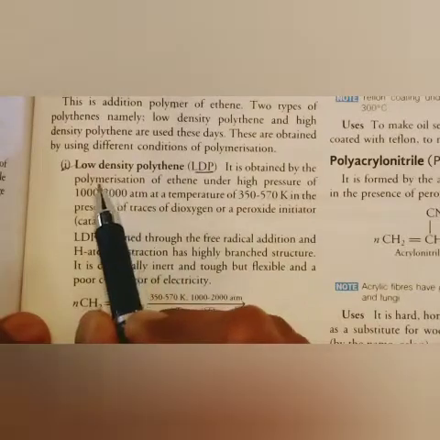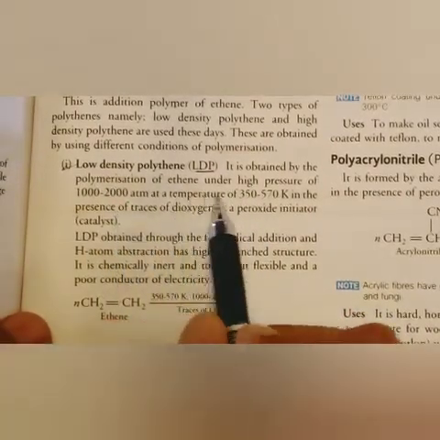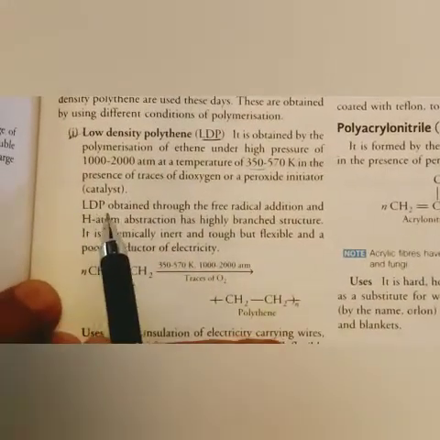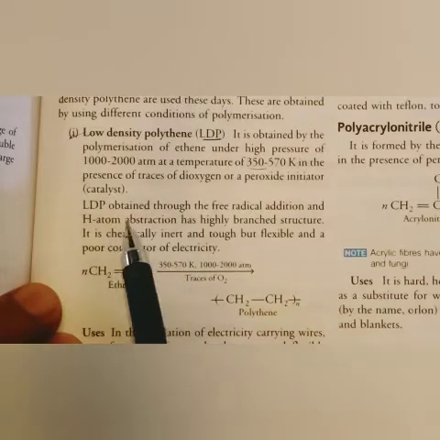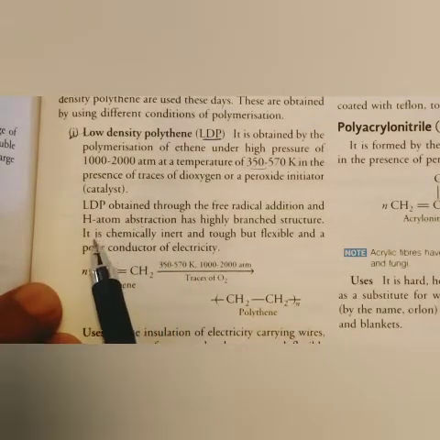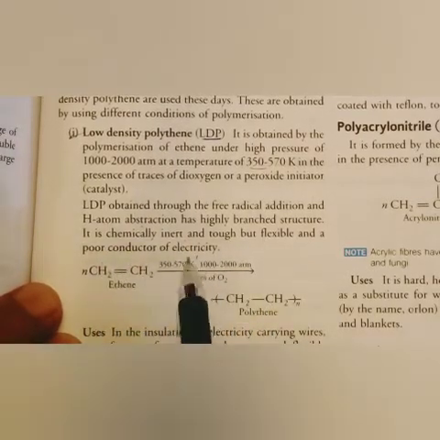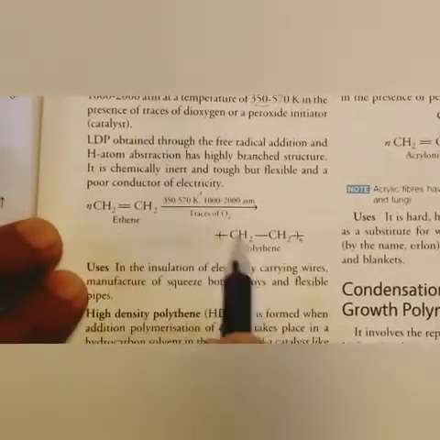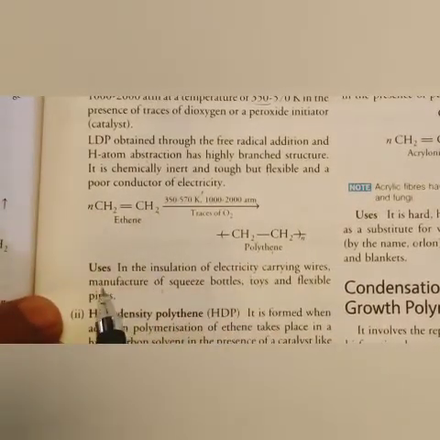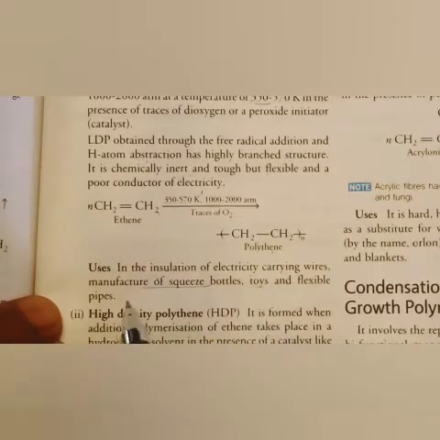It is obtained by the polymerization of ethene under a high pressure of 1000 to 2000 atmosphere at a temperature of 350 to 570 Kelvin. Low density polyethene is obtained through free radical addition and H atom abstraction, and has a highly branched structure. It is chemically inert, tough but flexible, and a poor conductor of electricity. Its uses are insulation of electricity carrying wires, manufacturing squeeze bottles, toys, and flexible pipes.